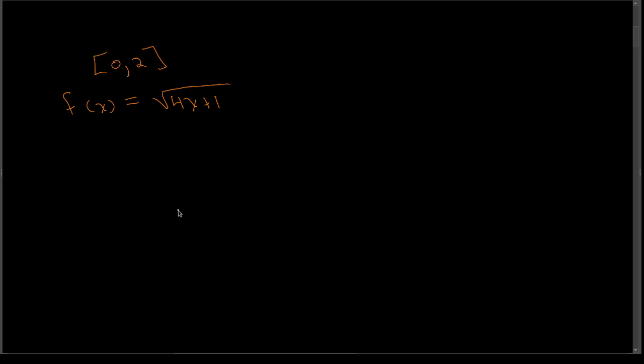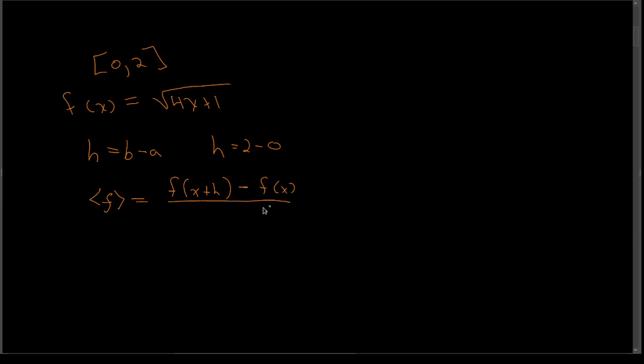So, whenever we find an average, we can think about, your book's going to use h as being b minus a. And so in this case, h is going to be 2 minus 0. And we're going to want to look at what happens to the function. So I'm just going to put the average of f, because we're looking at the average, is f of x plus h minus f of x all over h.